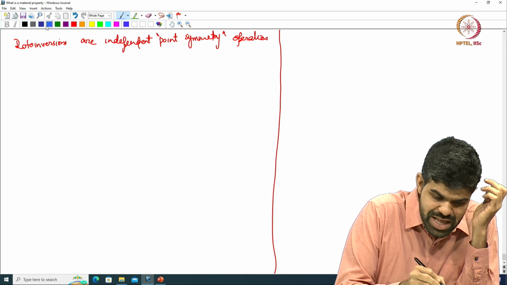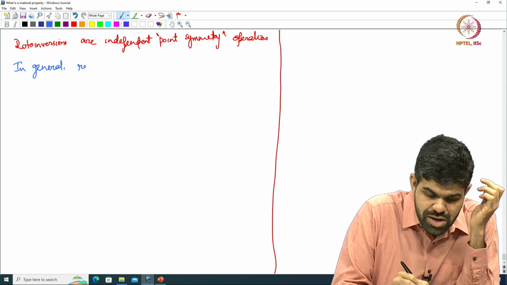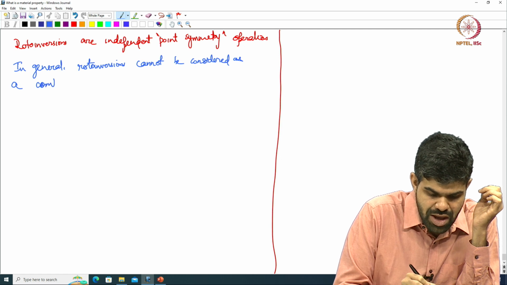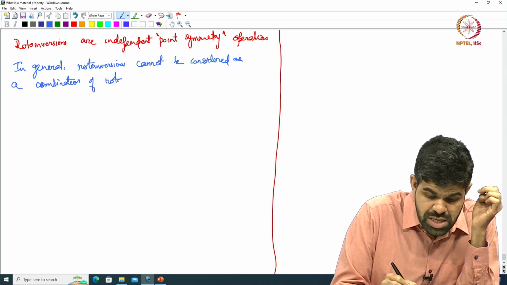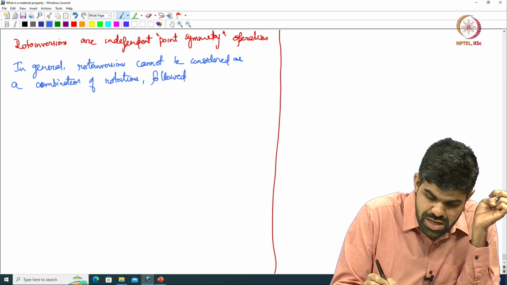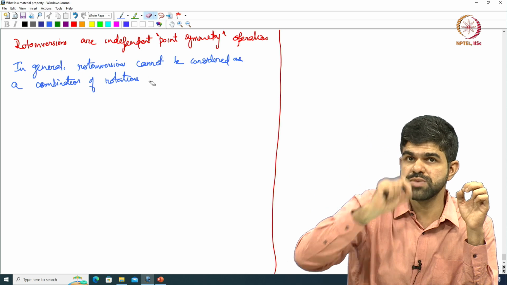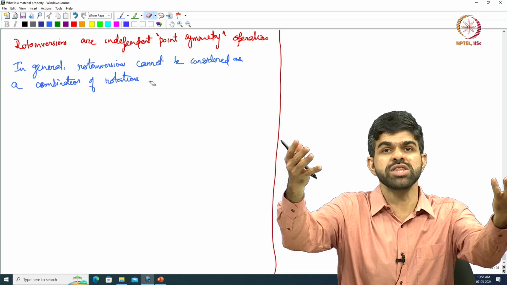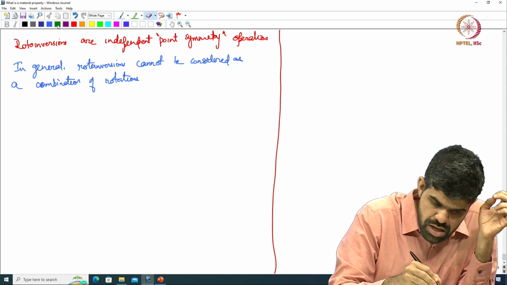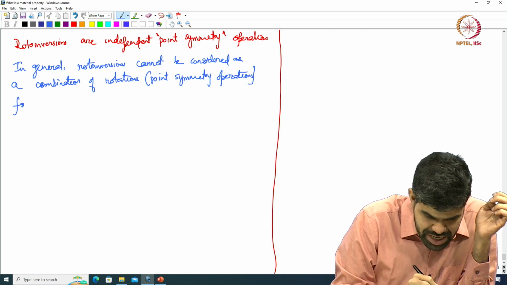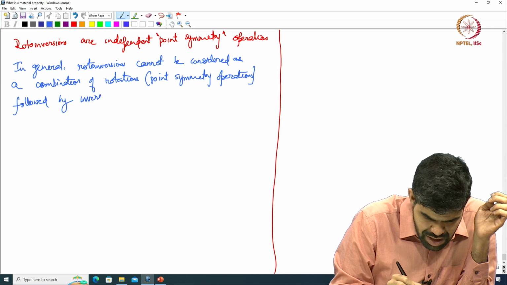right. In general, rotoinversions cannot be considered as a combination of rotations followed by inversions. Rotation point symmetry operation, which means I rotate fourfold, right. So, I put objects at 90 degrees with respect to each other and I invert all these objects, right. So, I am doing it in that order, rotation point symmetry operation, followed by inversion. Okay.